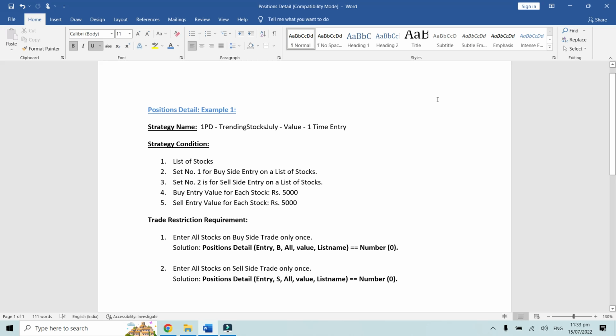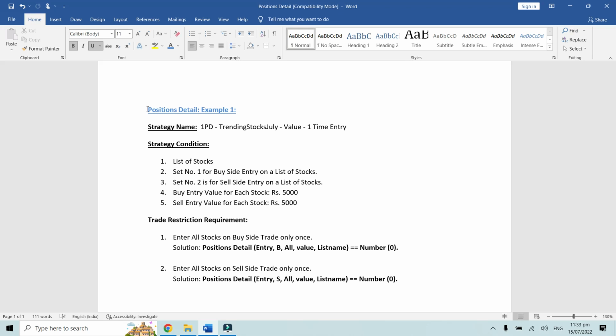Hi all. So this is the first part of the video where we will discuss different examples of using the keyword positions detail in order to restrict the number of entries that you can take in a strategy. All right. So if you want to restrict the number of trades for a particular stock or maybe if you're trading in options, then we will see how to do that through these examples.